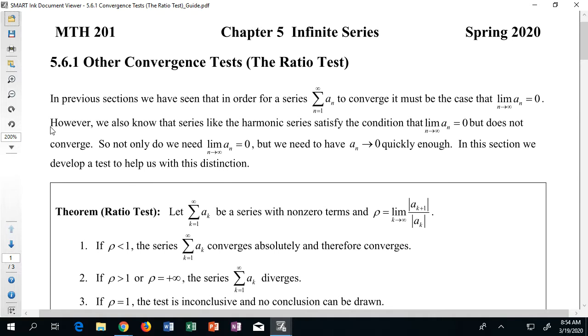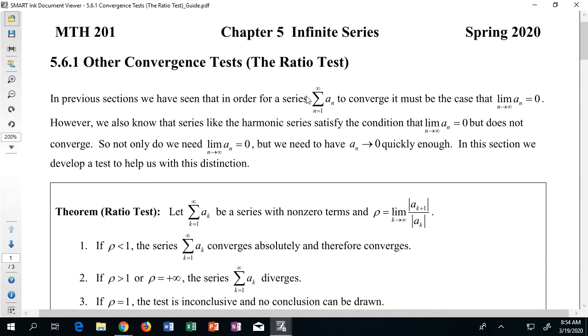What you'll see right here at the start is what I have written out. We've seen already in previous sections, specifically back in 5.3.1, when we talked about the divergence test, that in order for a series to converge, the limit of that inside sequence has to be 0. That was a definite criteria. At the time, we said that that was necessary, but not sufficient. That wasn't the only thing that we needed to happen, because again, things like the harmonic series satisfied this but also didn't converge.